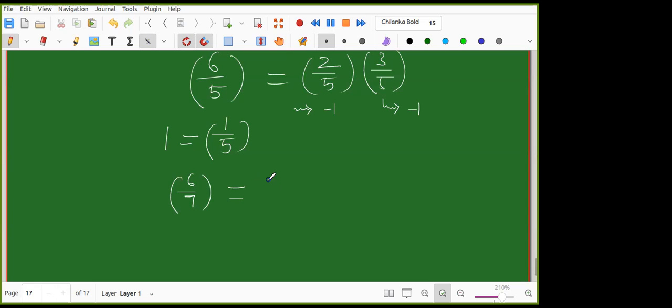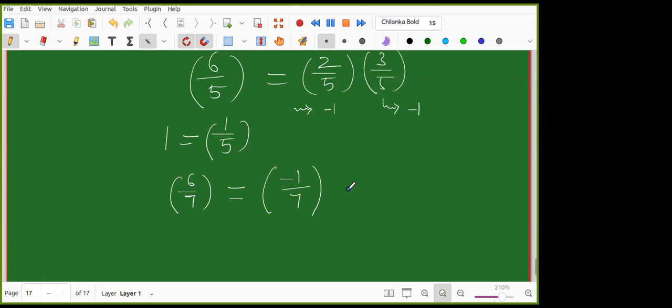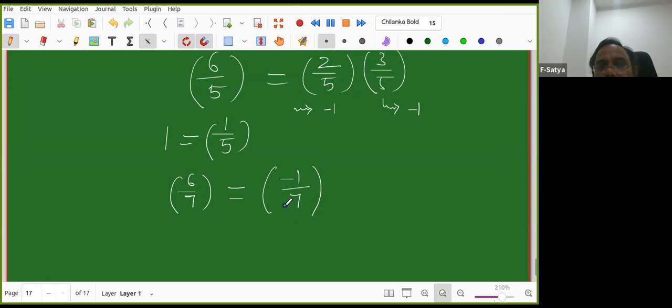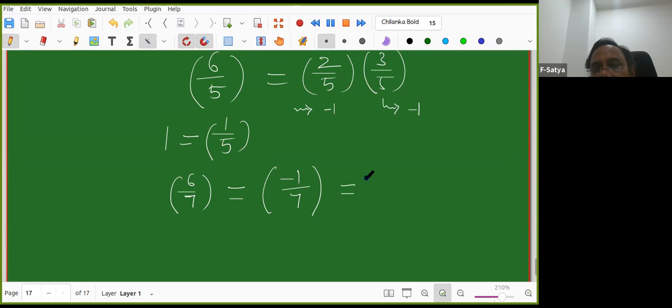See, 6 is nothing but -1. You remember? Yeah, 6 is congruent to minus 1. And 7 is of the form 4k plus 3. So then it does not have a solution. X square plus 1 does not have a solution. So it is -1. Okay, that's why I'm asking several questions because of that.